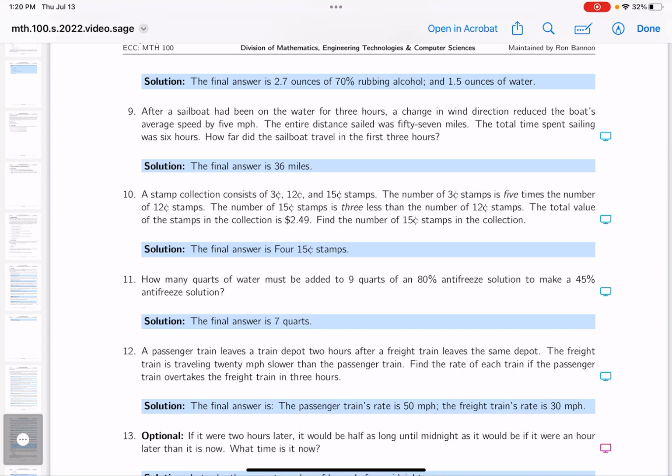Okay, number 9, it says, after a sailboat has been on the water for 3 hours, a change in wind direction reduced the boat's average speed by 5 miles per hour. The entire distance sailed was 75 miles. The total time spent sailing was 6 hours. How far did the sailboat travel in the first 3 hours?